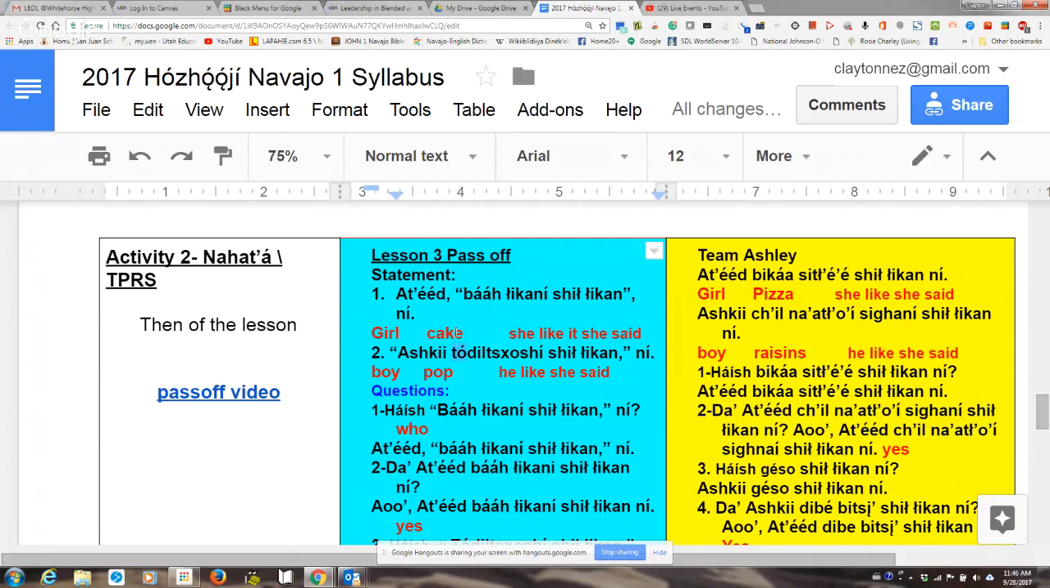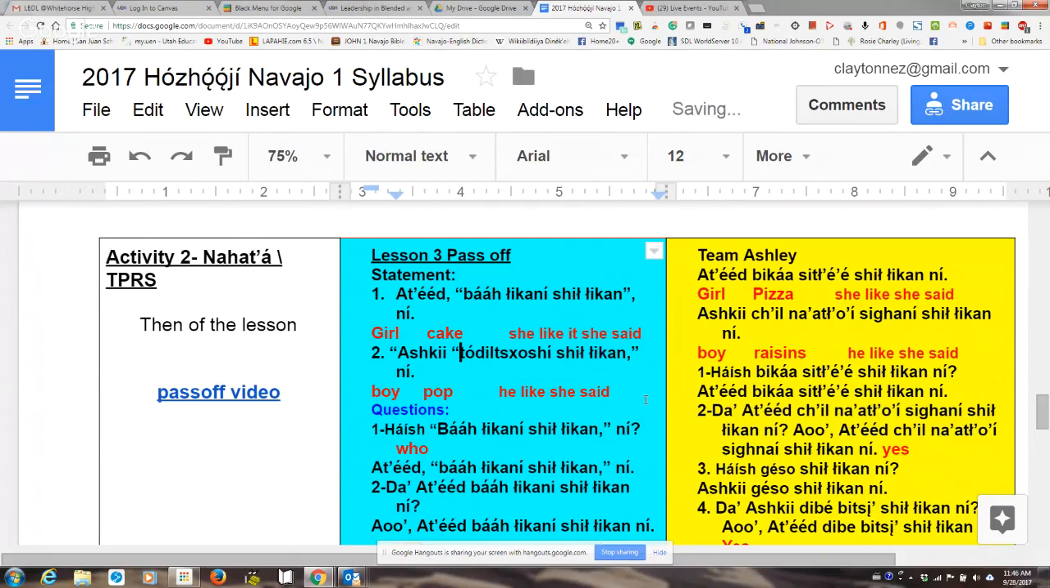Let me read it again. At ed bahlakane shishlakane. Ashki twadil chwashe shishlakane. So the quotation is probably going to be right after this one, and a comma here. So the boy, ashki twadil chwashe shishlakane. That's the said part, said.